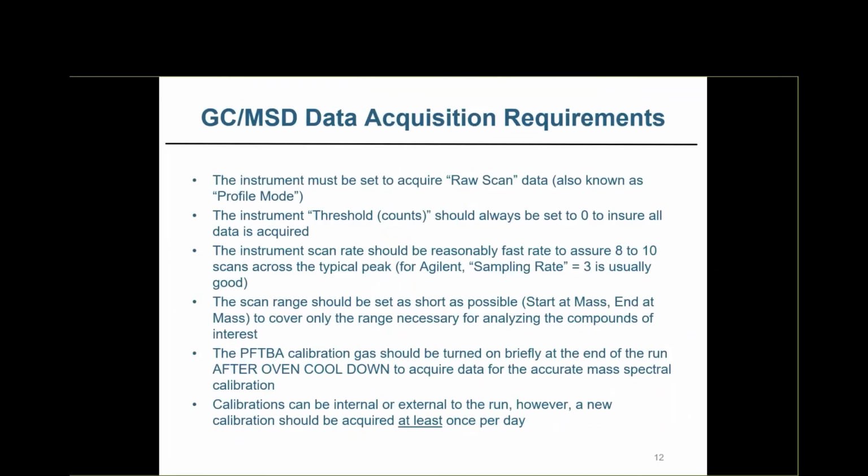Now, when we looked at that data, you saw that we were always working in profile mode, and you're probably used to primarily working in centroid mode. What it means is you're going to have to acquire the data that you're going to do accurate mass formula identification on in profile mode. So how do you do that? Well, there's a number of rules that you have to follow. And here's kind of a list of them.